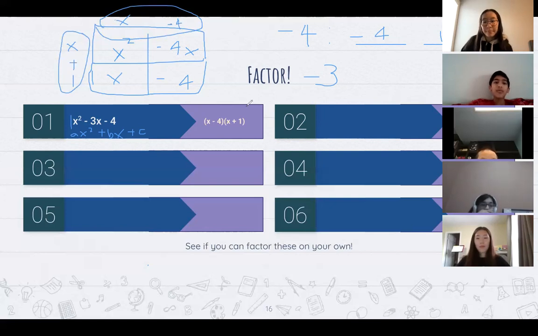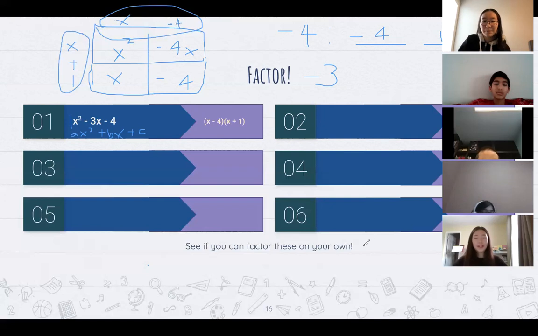Does it matter which way it goes, like x minus 4, x plus 1? Could it be x plus 1, x minus 4? I think it does matter because it's the complete opposite. It's like saying that 2 comma 3 and 3 comma 2 are the same thing. They're not. Actually, I think it matters.